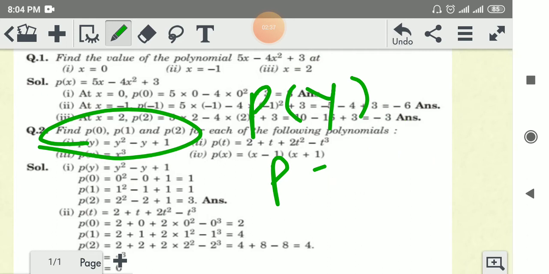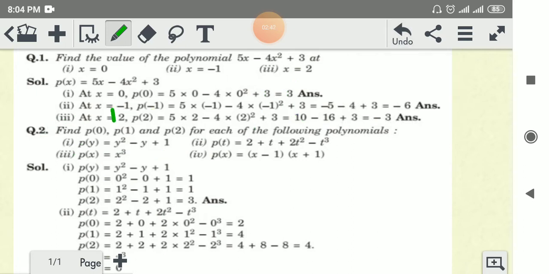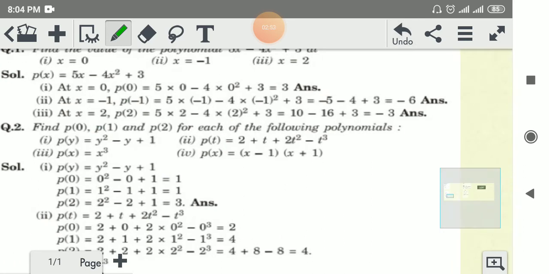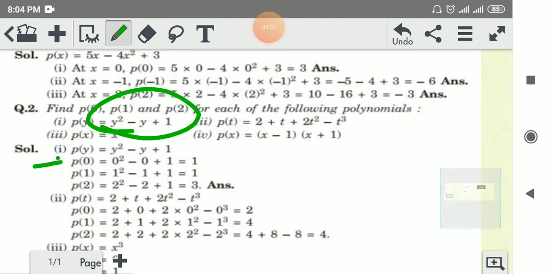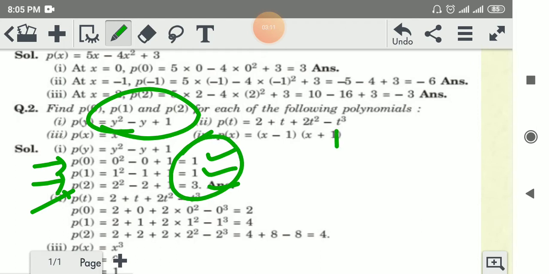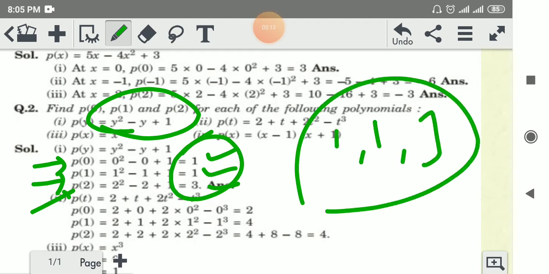तो इस equations में जहाँ भी हमें y दिख रहा है वहाँ पर हमें पुट 0 करना है. ओके, our equation is p(y) equal to y square minus y plus 1. So when y is equal to 0, then result we get 1. When y is equal to 1, then result we get 1. Again y is equal to 2, then result we get 3. So we get 1, 1 and 3 as answers.